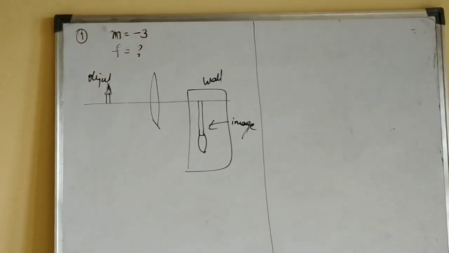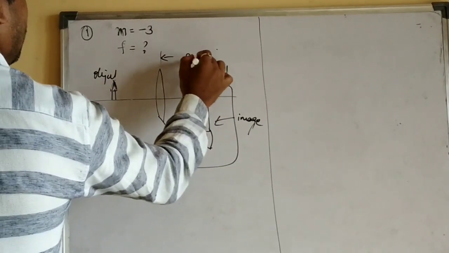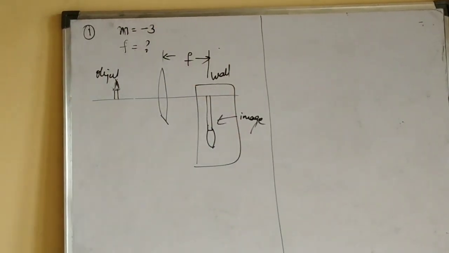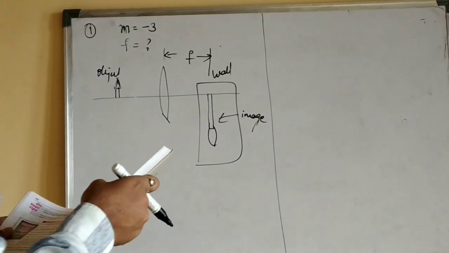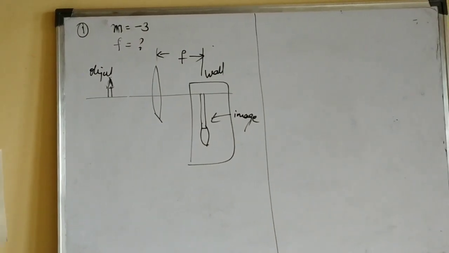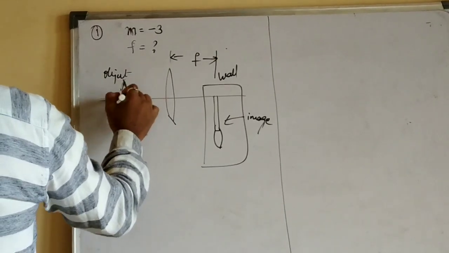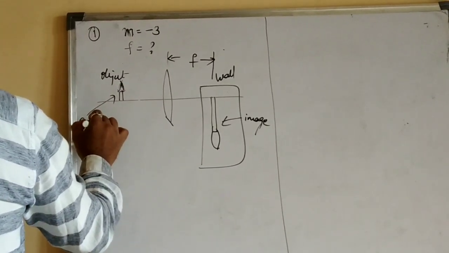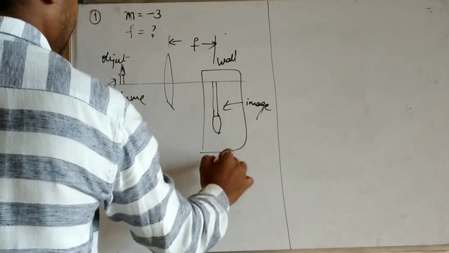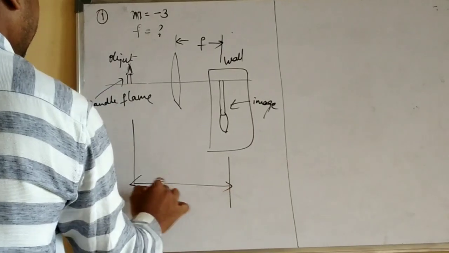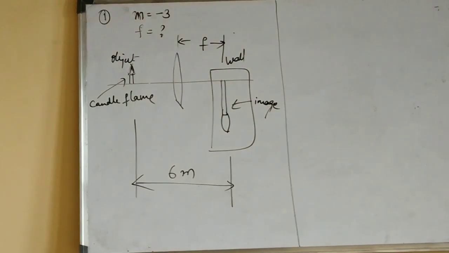Now I have to find out the focal length. Okay, focal length is this distance you have to find out. Right? At what focal distance are you getting the image? Then what you have to find out? So, if the candle flame is at a distance of 6 meters from the wall, now this object is nothing but the candle flame. Now, from the wall, it is at a distance of 6 meters.